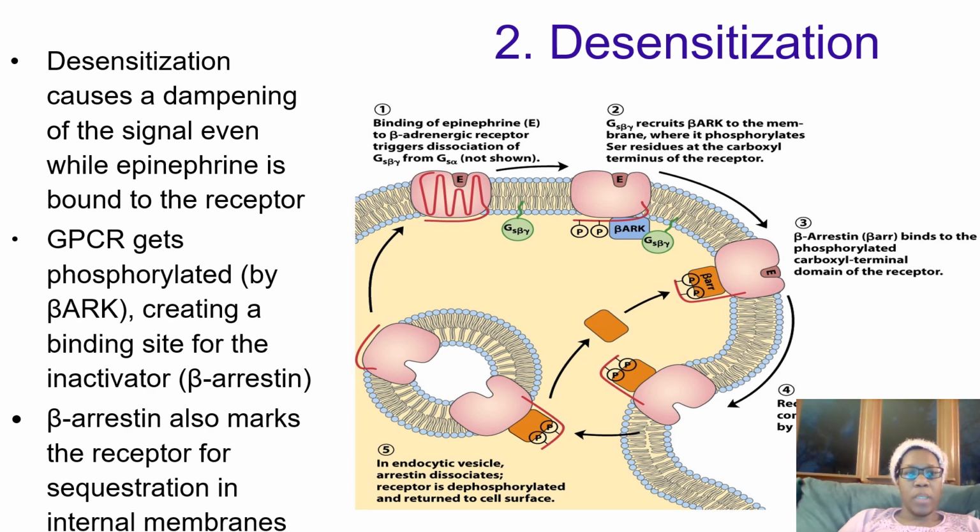So in summary, we have the receptor that gets phosphorylated by the BARK kinase. It then recruits the arrestin inactivator and gets sequestered into the cell.